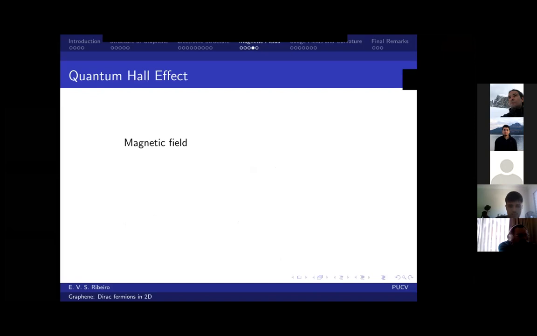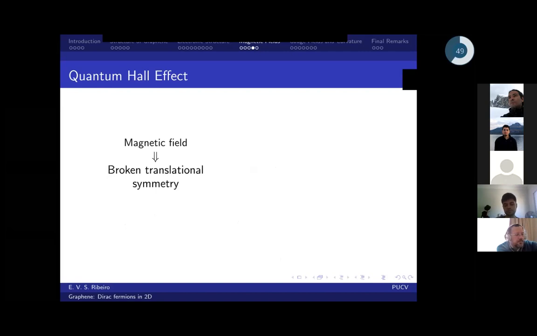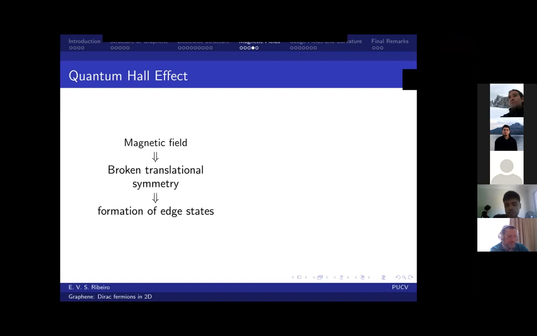The basic idea here is that when we consider a magnetic field in the system, we will be breaking translational symmetry in some direction. In the case I did, using the Landau gauge, I broke it in the x direction, but I could choose to break it in the y direction. It doesn't make a difference. The important thing here is that we are breaking translational symmetry in one direction. So in the end, this means that we are considering a finite system, at least in one direction. And this leads to the formation of edge states.